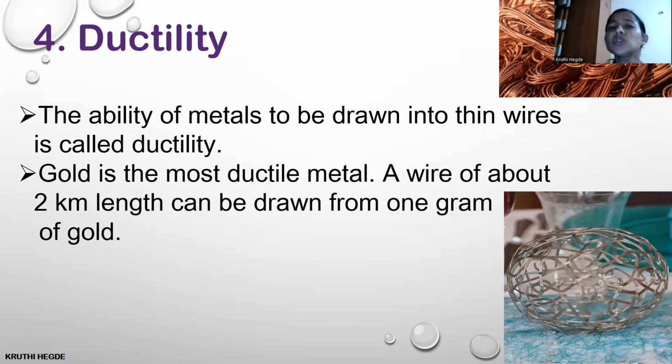Gold is the most ductile metal. Do you know 1 gram of gold can be made into a very thin wire of almost 2 kilometer length? So you can imagine, 1 gram I'm speaking, not 1 kg. Okay. So you can imagine how high the ductility that gold is having.